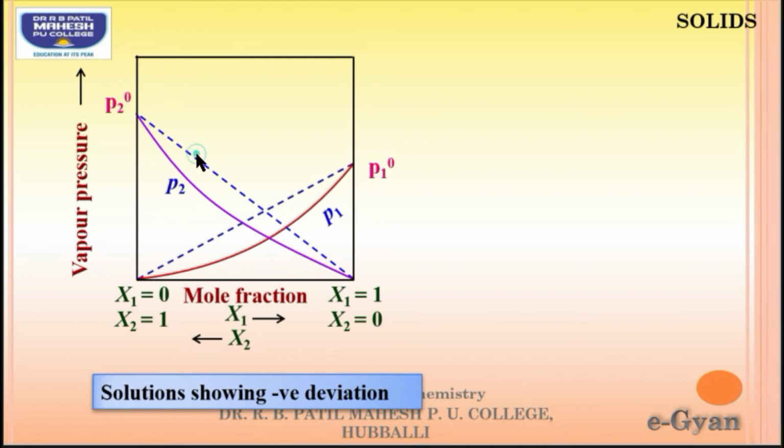So what will happen to the total pressure? The pressure of the solution will also be decreased. By this we can make out that the pressure will be increasing or decreasing with respect to positive or negative deviations. Thank you.